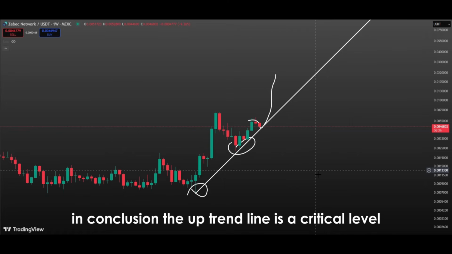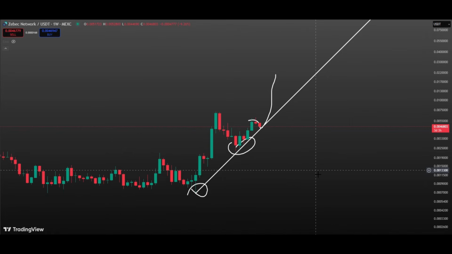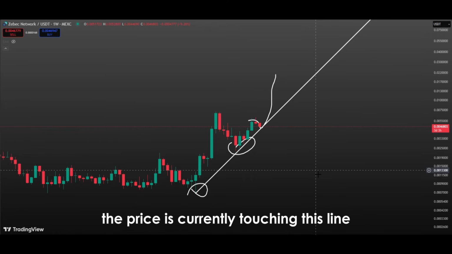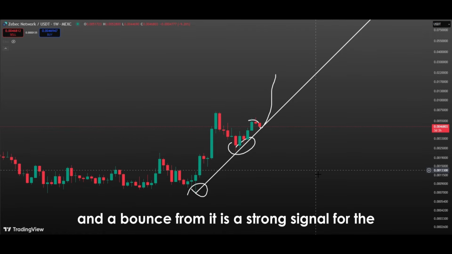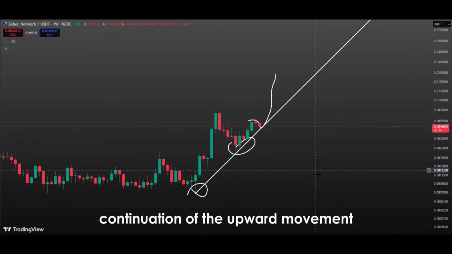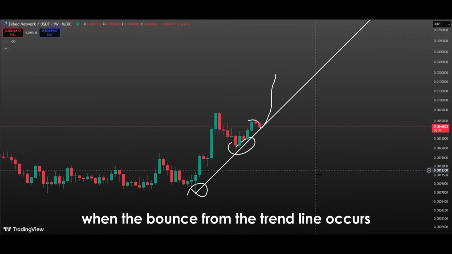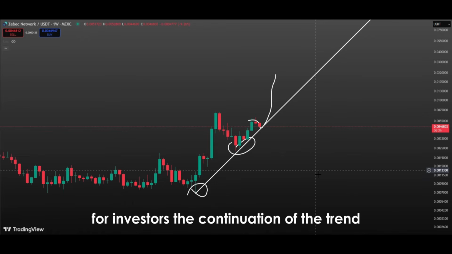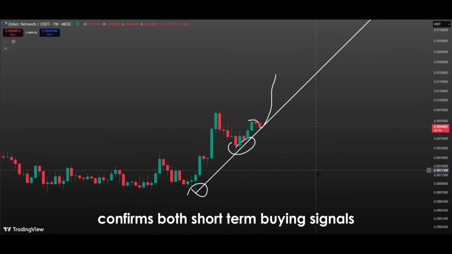In conclusion, the uptrend line is a critical level that indicates the overall direction of the price and provides support. The price is currently touching this line, and a bounce from it is a strong signal for the continuation of the upward movement, both technically and psychologically. When the bounce from the trend line occurs, the price can sustain its upward trajectory, providing significant profit opportunities for investors. The continuation of the trend confirms both short-term buying signals and the strength of the long-term trend.